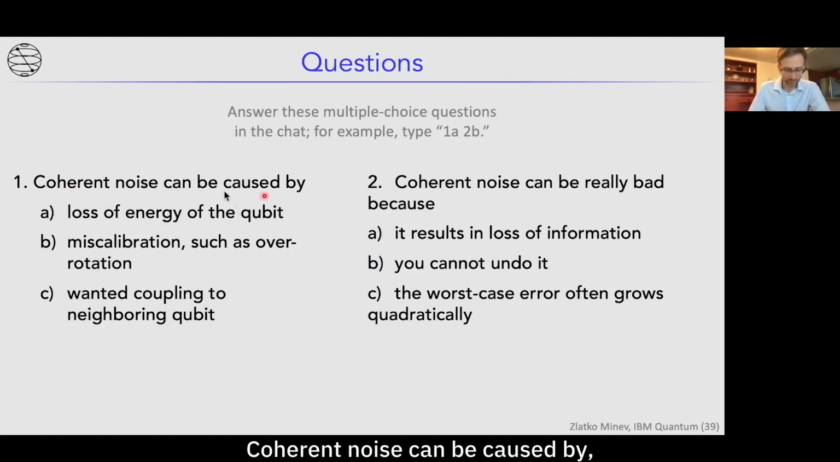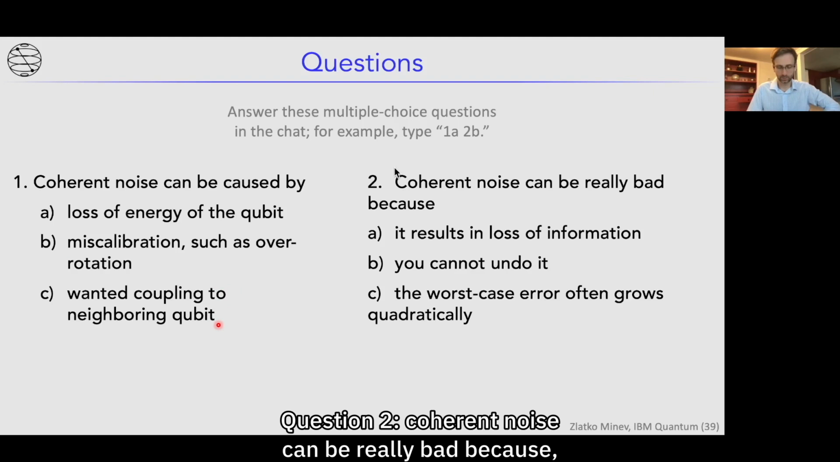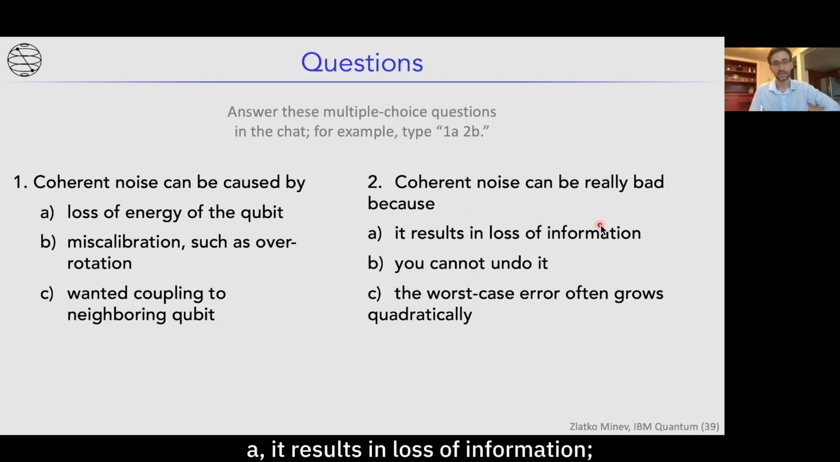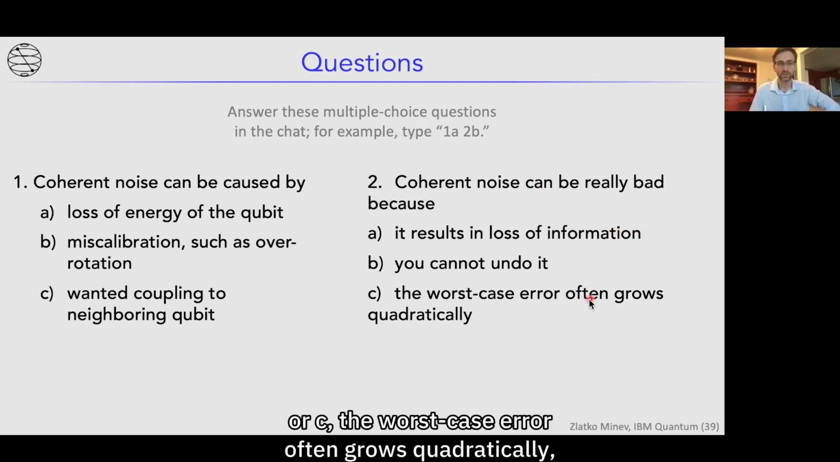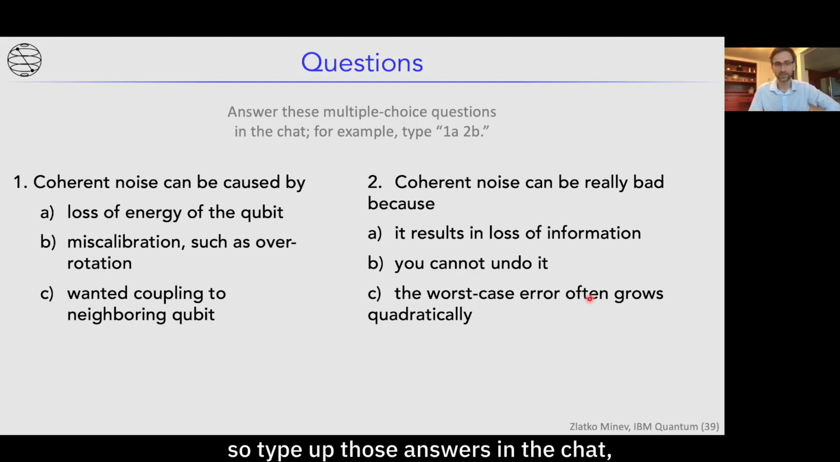Coherent noise can be caused by A, loss of energy of the qubit, B, miscalibration, such as over-rotation, C, wanted coupling to neighboring qubits. Question 2, coherent noise can be really bad because A, it results in loss of information, B, you cannot undo it, or C, the worst case error often grows quadratically. So type up those answers in the chat and see what everyone else is responding. Pause the video, think about it before we move on.